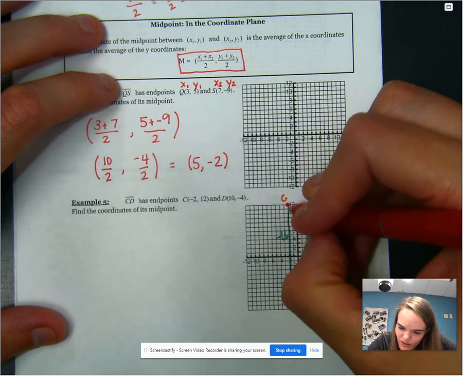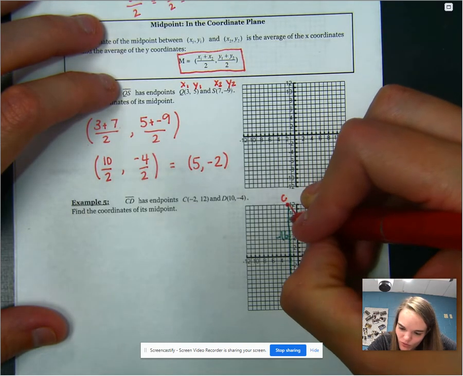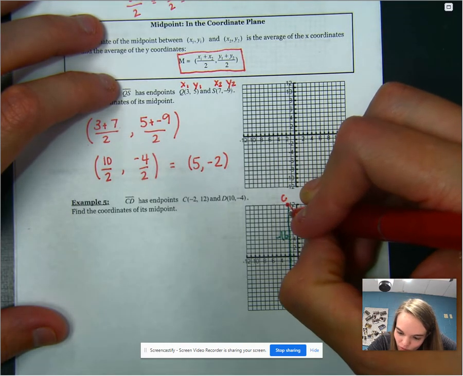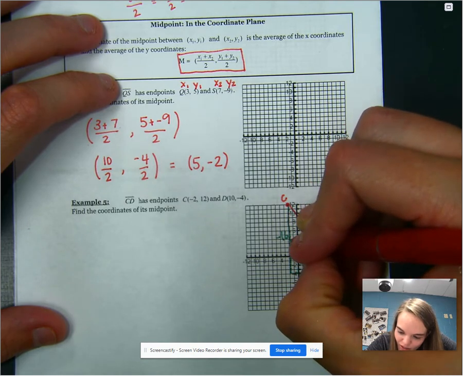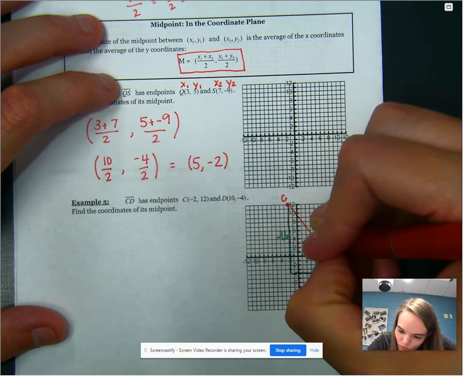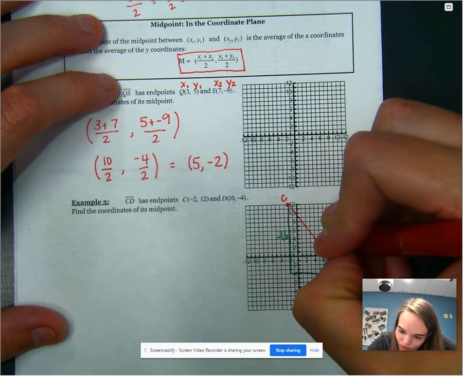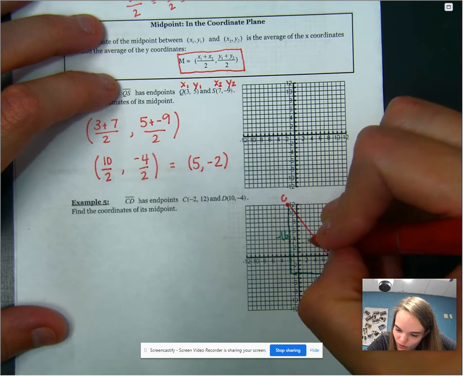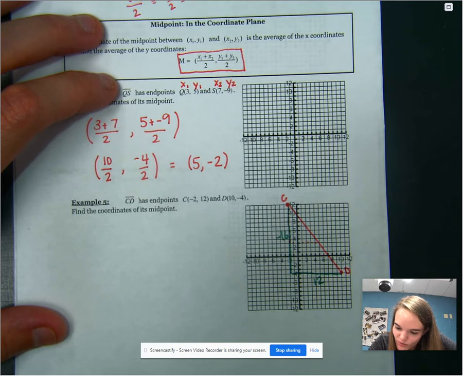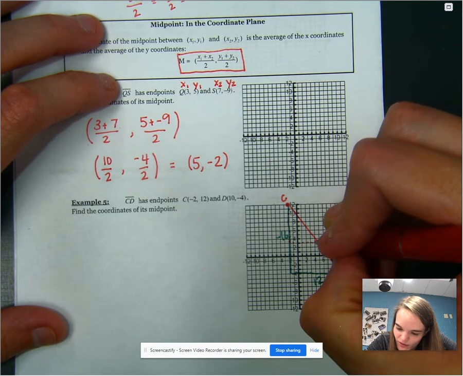Instead of going down 16, I'm going to go down 8. 1, 2, 3, 1, 2, 3, 4, 5, 6, 7, 8. And over 6. 1, 2, 3, 4, 5, 6. See, I either have graphed something wrong. It should be right here.